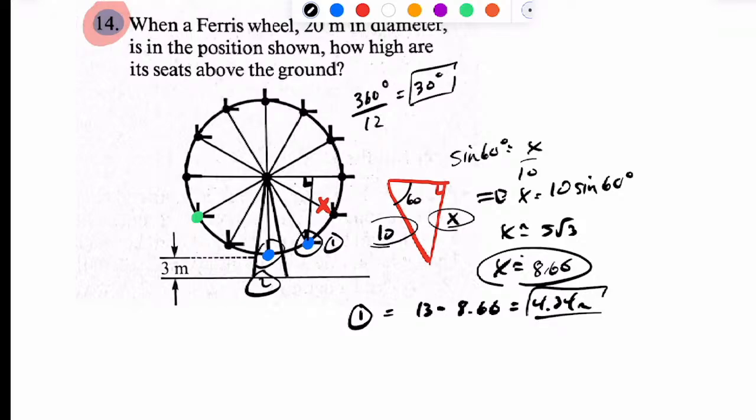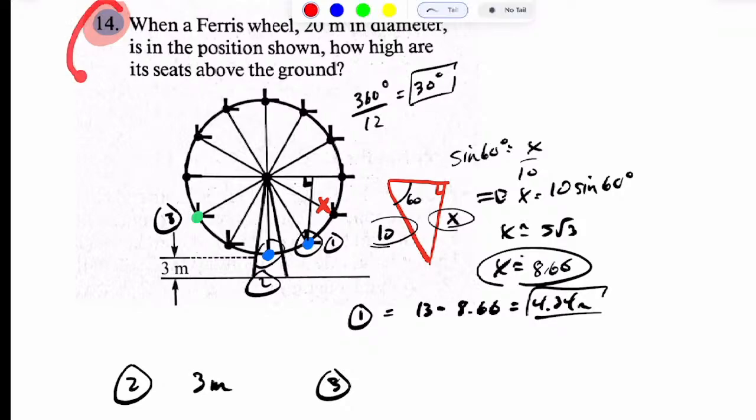Okay. For person 2, person 2 is pretty easy. It's right at the bottom, so the answer is just 3 meters right on. And person 3, the little green one I made, it's the same idea. You're getting one of these on the test, the Ferris wheel question. For the green one, you want the distance from here to here. Find the distance from here to here, and then subtract.